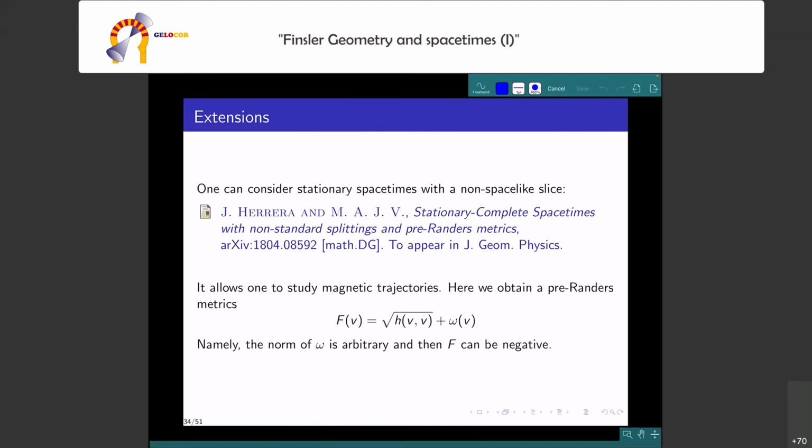And in this case, the Finsler metric is not positive. It is not positive, but it is very interesting because in such a way you can consider all the magnetic trajectories, because the magnetic trajectories are critical points of this functional, I mean, of the length functional. But in this case, when you consider magnetic trajectories, omega is arbitrary, and this can be negative.